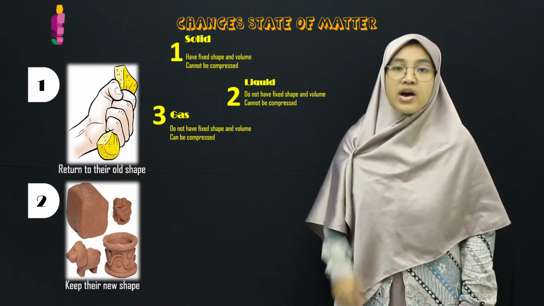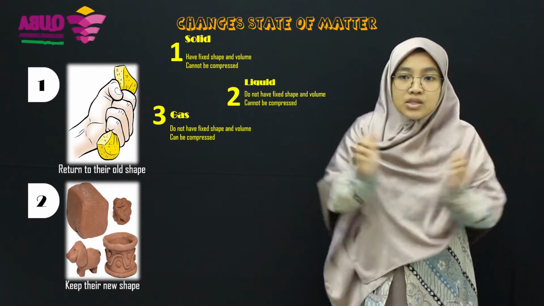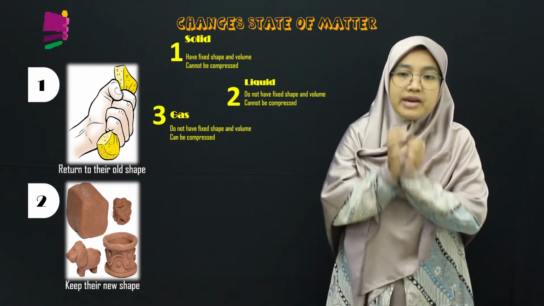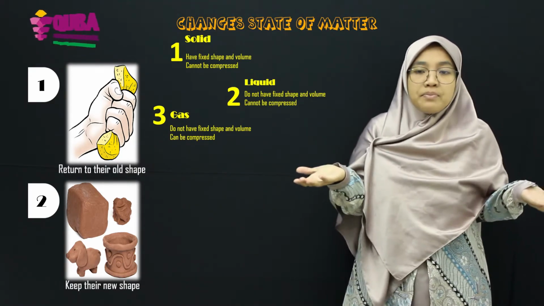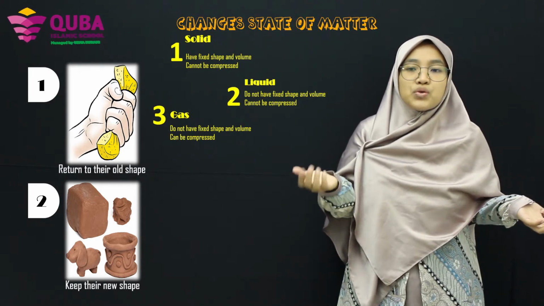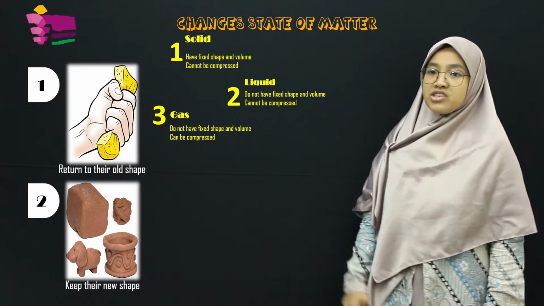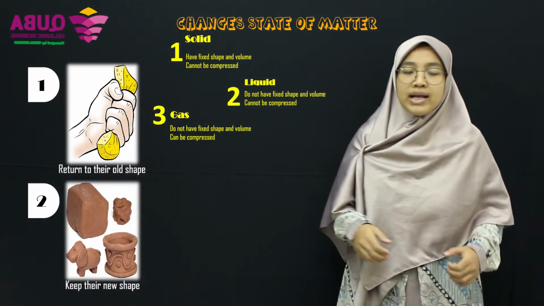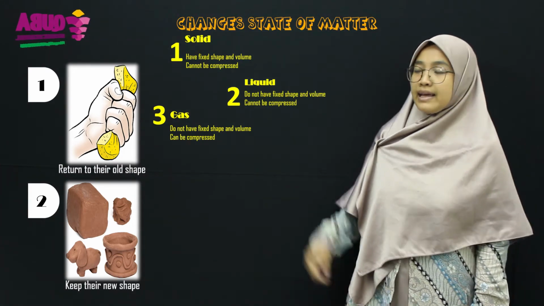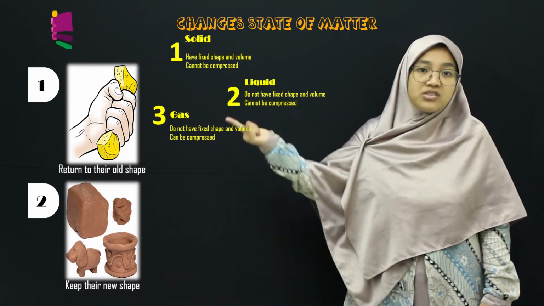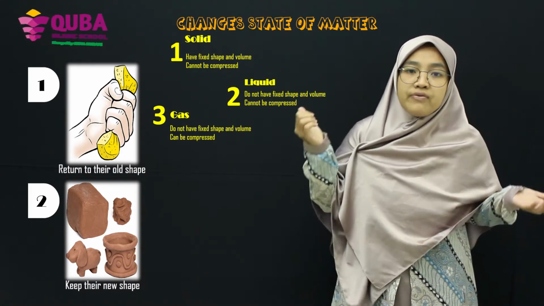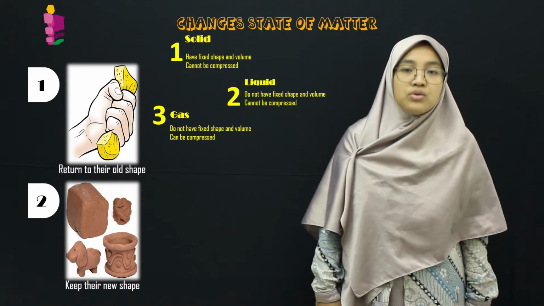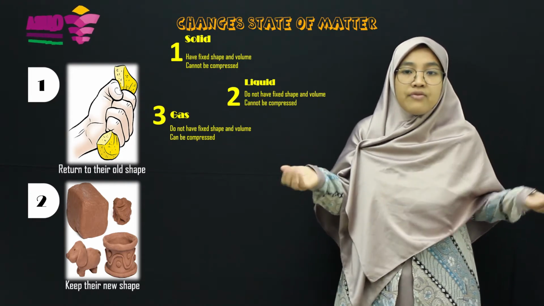As we know, a sponge is a solid, but when we squeeze or compress the sponge, it will change its shape. But when we release the squeezing, it will return to its old shape. And the second picture is clay. If we give a force to the clay, it will make another shape. For example, in the picture there is a dog shape or a pot shape, but after you give the force, it cannot go back to the old shape; it keeps the new shape. It's a special characteristic of solid.